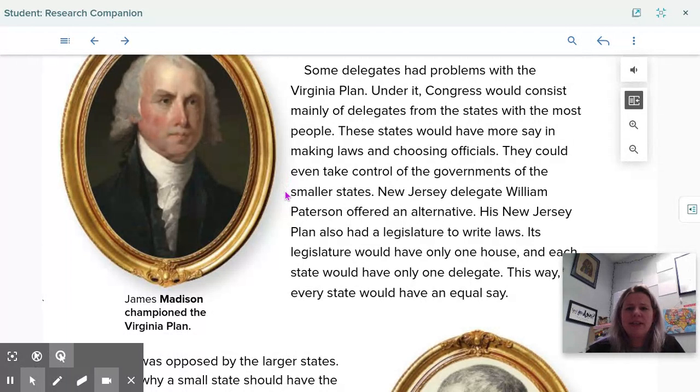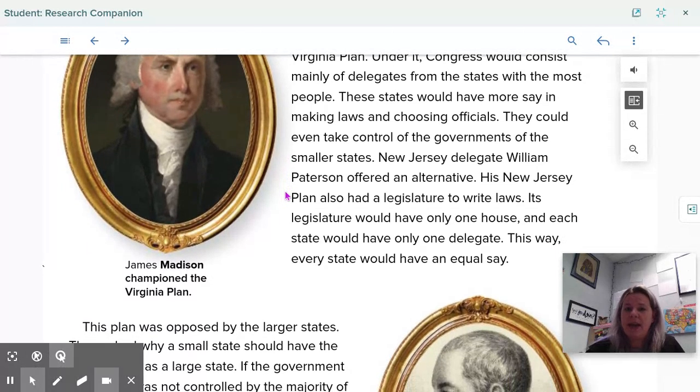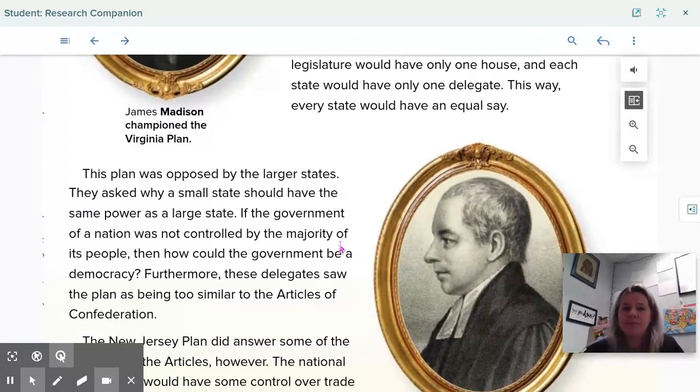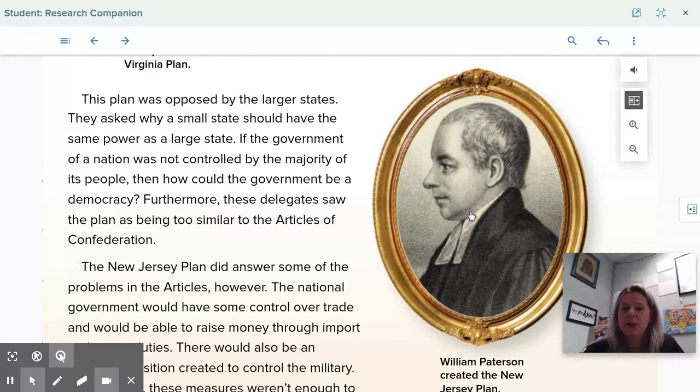The New Jersey delegate, William Paterson, offered an alternative. His New Jersey Plan also had a legislature to write laws. Its legislature would have only one house, and each state would have only one delegate. This way, every state would have an equal say. And so here's William Paterson, who created the New Jersey Plan.